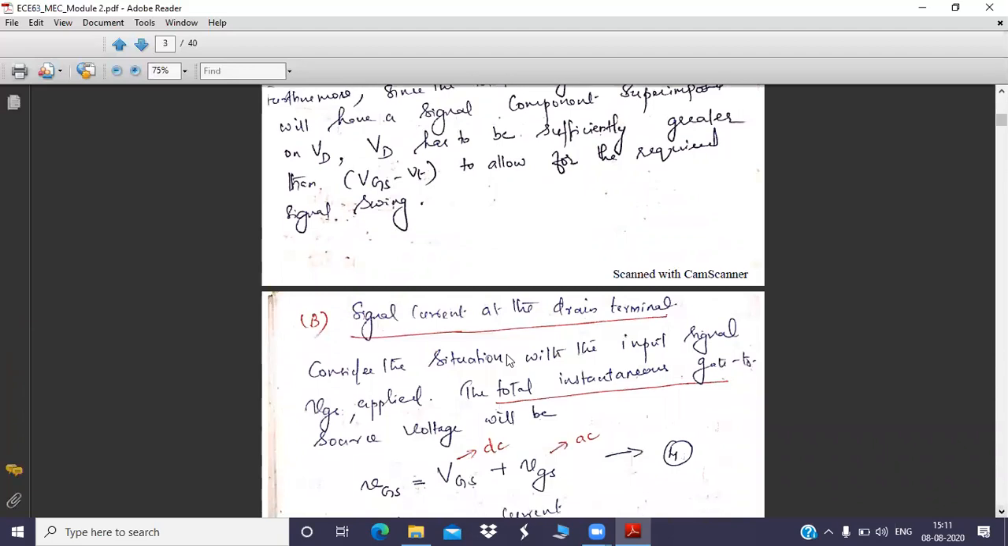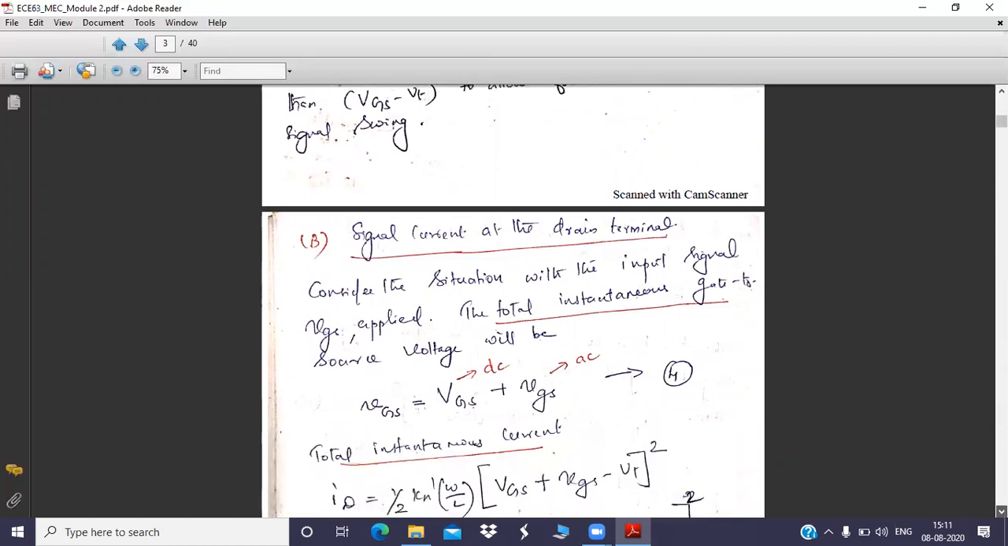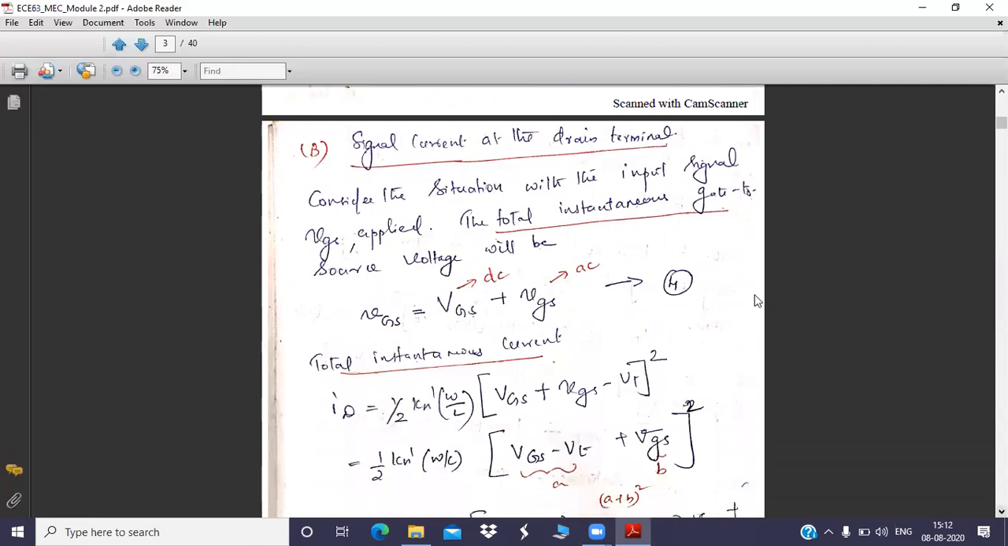Coming to the next subtopic of this section, signal current at the drain terminal. Earlier it was DC current. Understood? In the previous subsection, we dealt with the DC current, so we put the capital ID only. Now we are going to find the signal current. The signal current means we need to consider the AC current also. Okay, so for that, we have to consider the total voltage. Total voltage means it is a sum of DC plus AC.